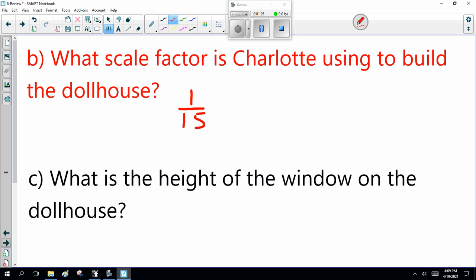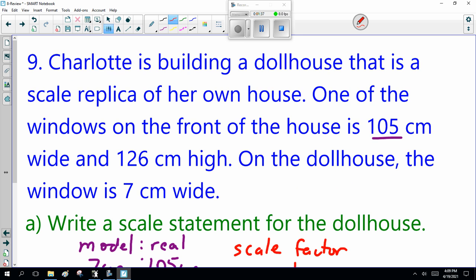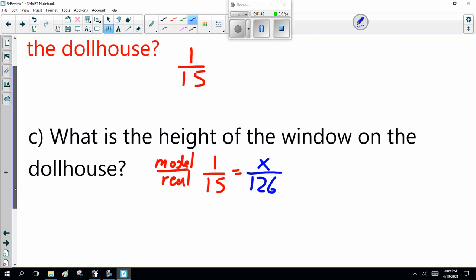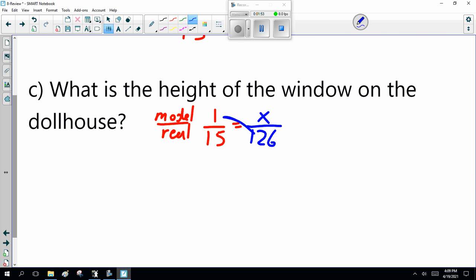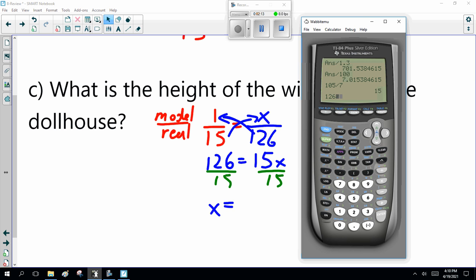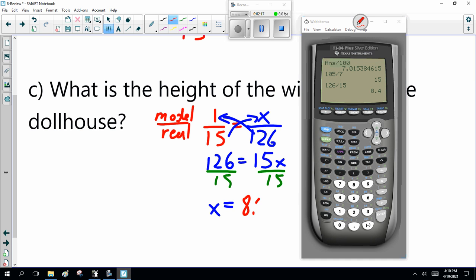So the question is, what's the height of the window on the dollhouse? Well, we just said the scale factor is 1/15, so that's a model. Which is real. So, double checking, it is 126 centimeters high. So the real one is 126 centimeters. You need to know the model. So here we have to cross multiply. 126 equals 15x. How do we get rid of times 15? Well, we divide both sides by 15. Next is 8.4. Model would be 8.4 centimeters tall.